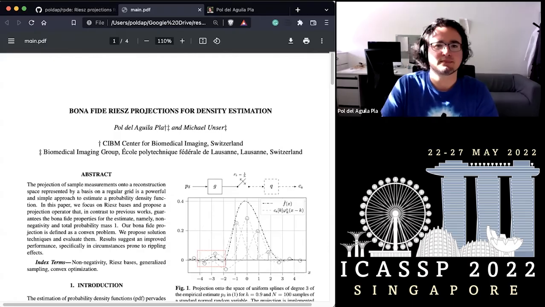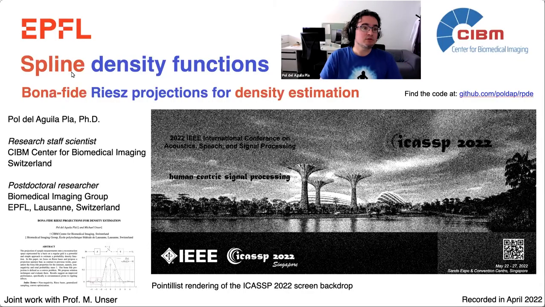Let's begin. So first off, this is part of an effort to use the power of regular grid spline interpolation, which is a major point of expertise here in the biomedical imaging group, for density estimation.